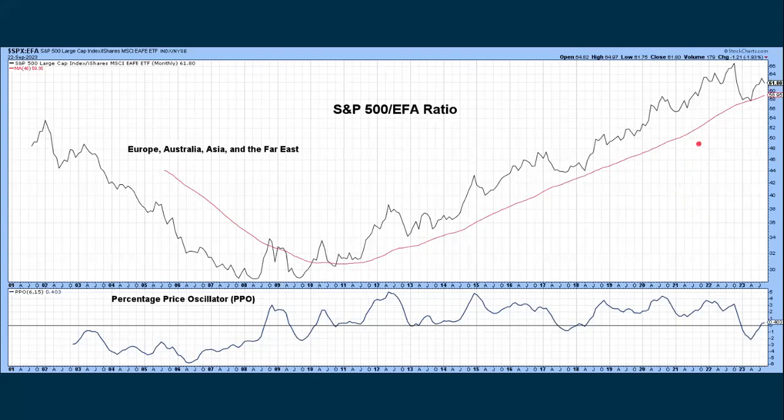This is a monthly chart of the S&P 500 on the top, and we compare it with stocks in Europe, Australia, Asia, and the Far East. And we're still showing that longer term, the uptrend is still intact, even though it's been coming down lately. To get an idea of what direction we're moving, we look at the percentage price oscillator, or PPO, and it's continuing to advance above zero, even though it's rolling over slightly.